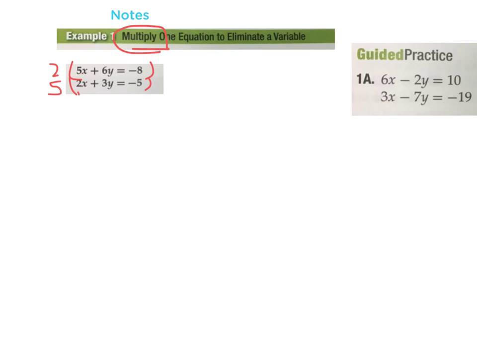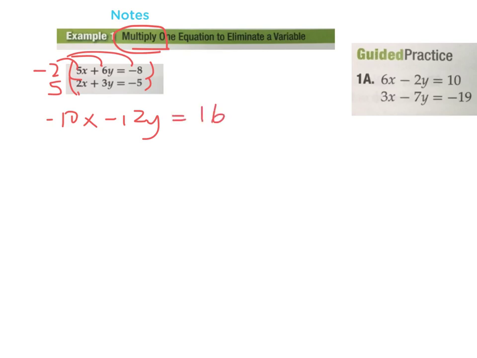And I'm going to make one of them negative. So I'm going to make the first one negative just because. As long as one of them is negative, then you're going to multiply through. So negative 2 times 5 is a negative 10x. Negative 2 times 6 is a negative 12y. And negative 2 times 8 is a positive 16.